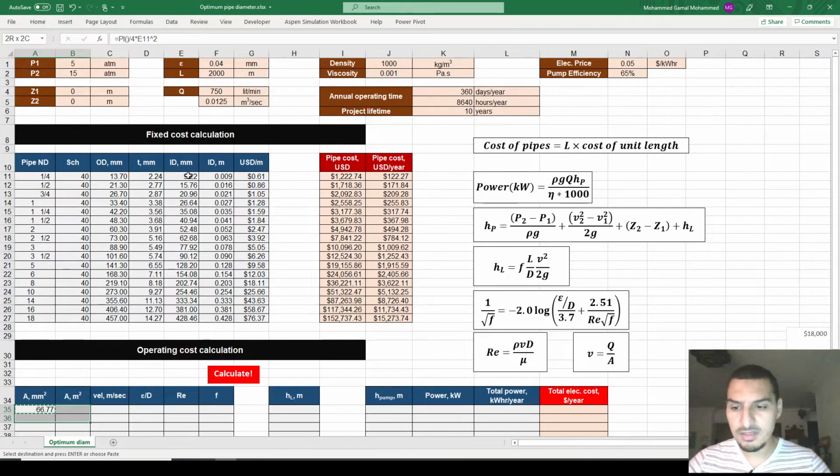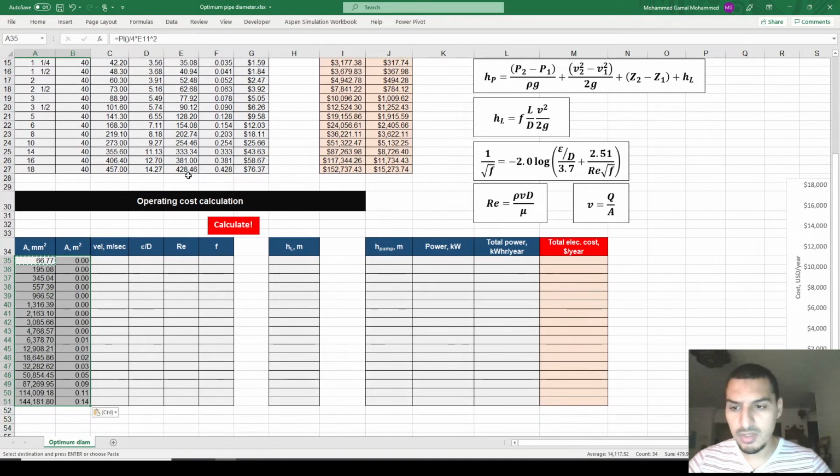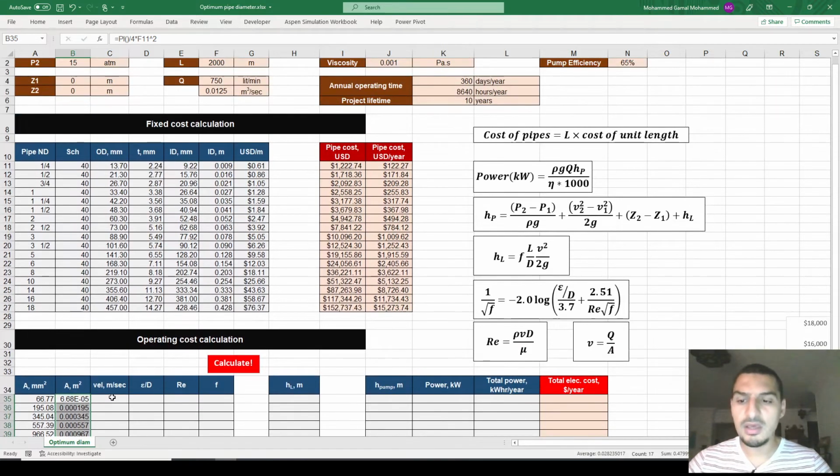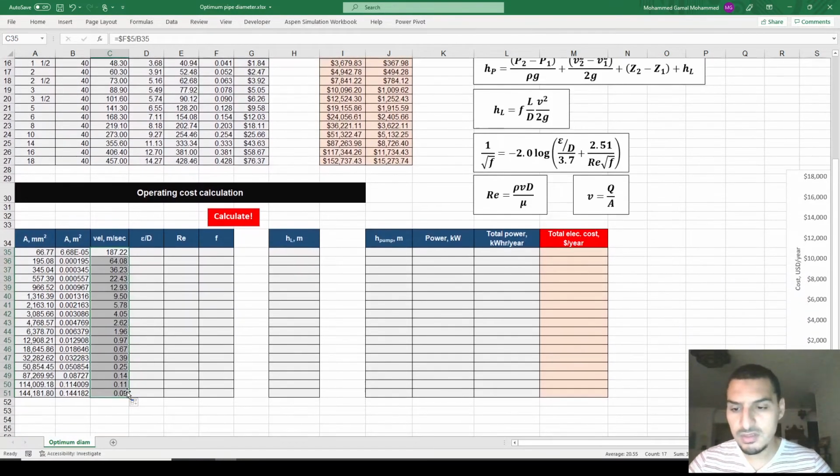So for the area, it's going to be pi over 4 multiplied by the inner diameter power 2, and this is the same for all the diameters, the areas in meter and in millimeter. Again, the areas should be very small in the beginning and larger at the end. The velocity is going to be Q, this in cubic meter per second, I'm going to click F4 because it's the same flow rate for all, divided by the area in square meter. And these are the values.